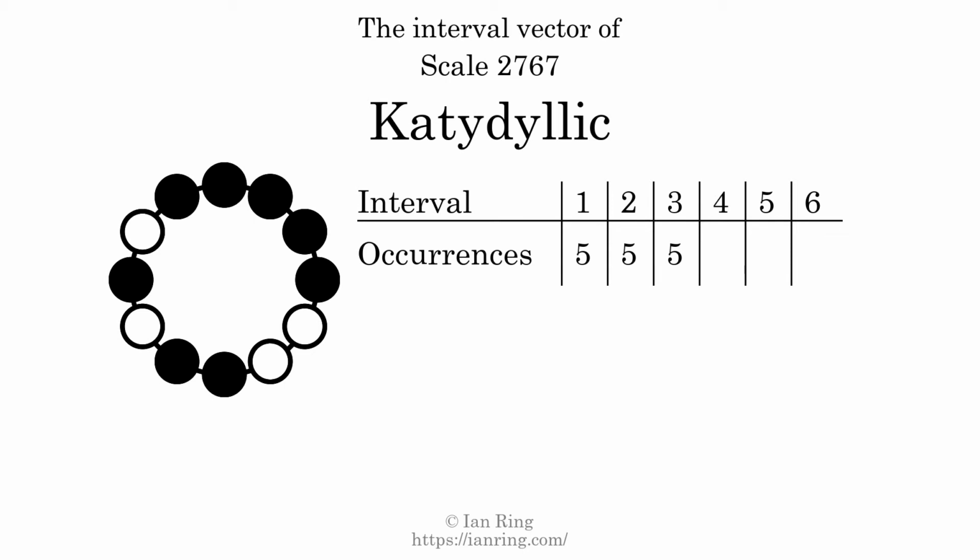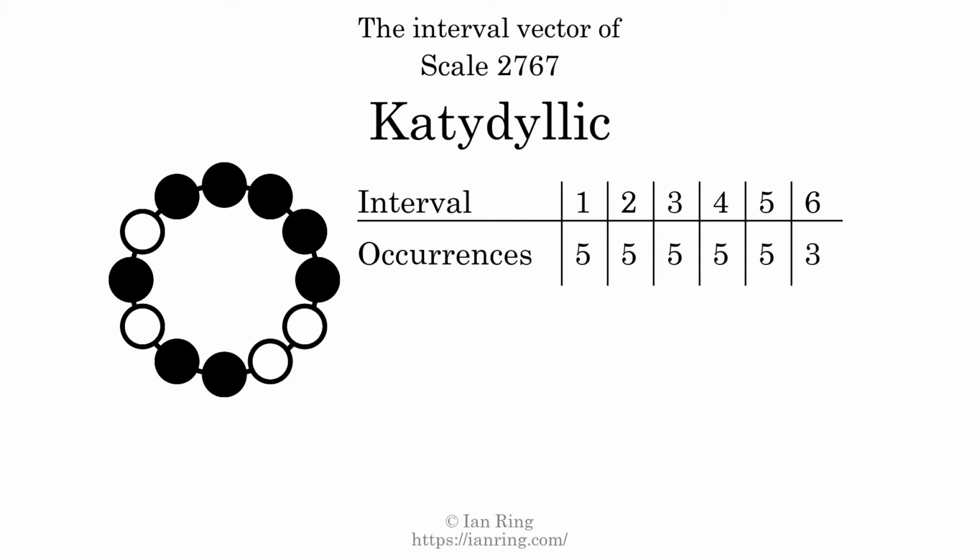There are 5 intervals with the size of 3 semitones. They are here, here, here, here, and here. There are 5 intervals with the size of 4 semitones. They are here, here, here, here, and here. There are 5 intervals with the size of 5 semitones. They are here, here, here, here, and here.